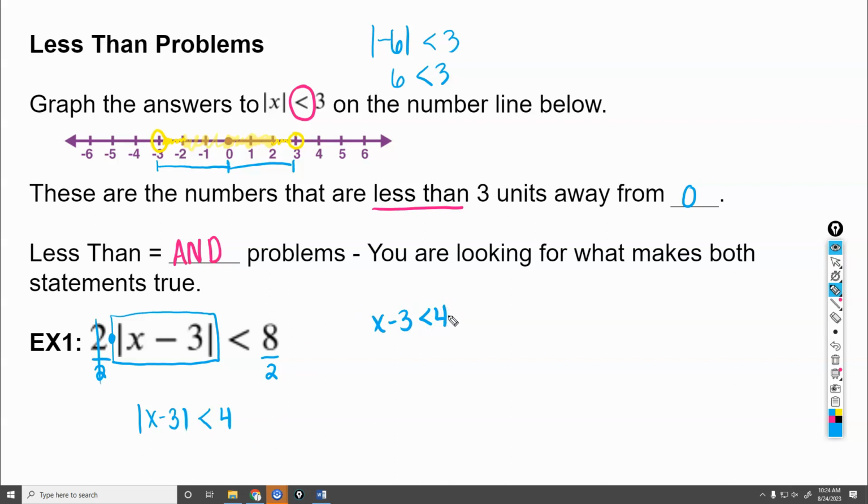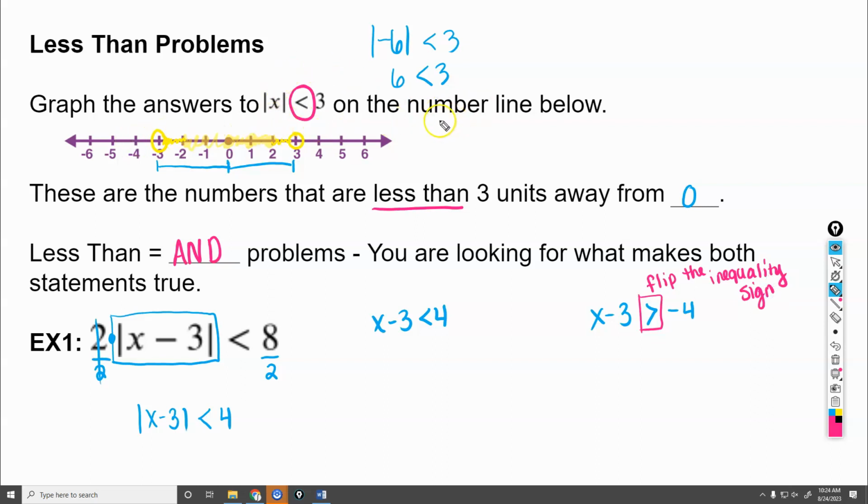Right? On the second one, we're going to have x minus 3, and we want to change this to a -4. But this is really important here. We've got to flip the sign. Okay? So notice how I had a less than. This sign right here, we're going to flip the inequality sign.